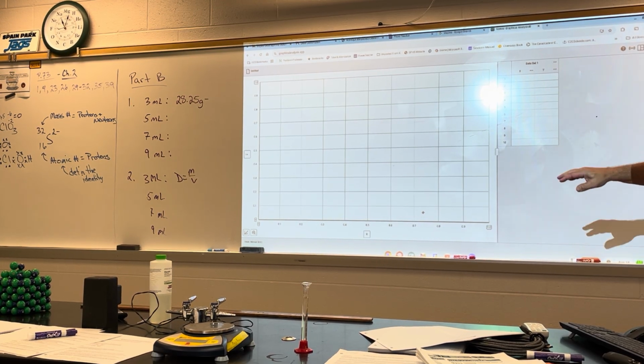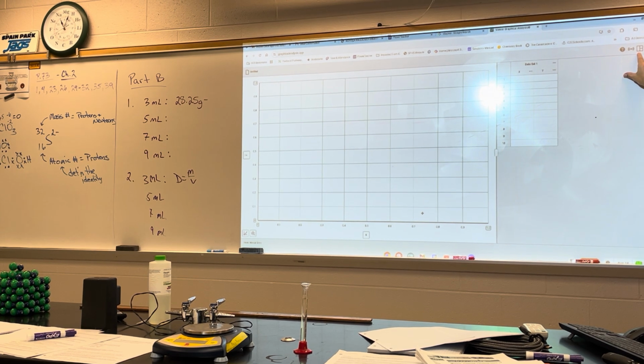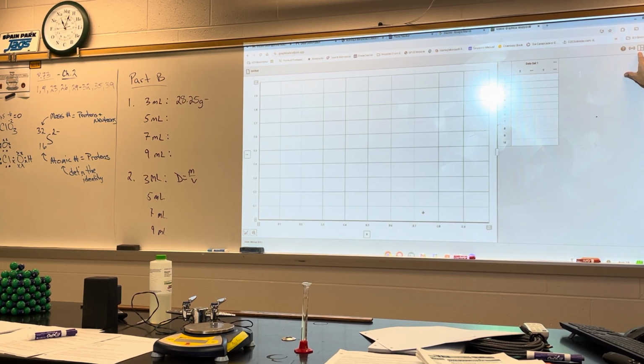Does everybody have Graphical Analysis? It's an app. It should come up and end up looking like a screen like this. Now, is your data table showing? If the data table's not showing, click on this box right there. Just type in Graphical Analysis where your apps are. Click on this box and then hit the data table and make it show.